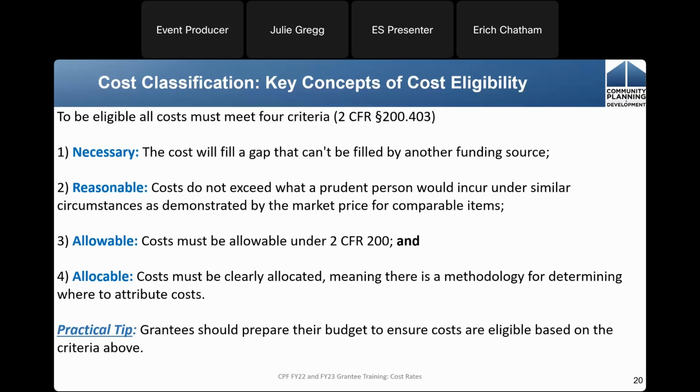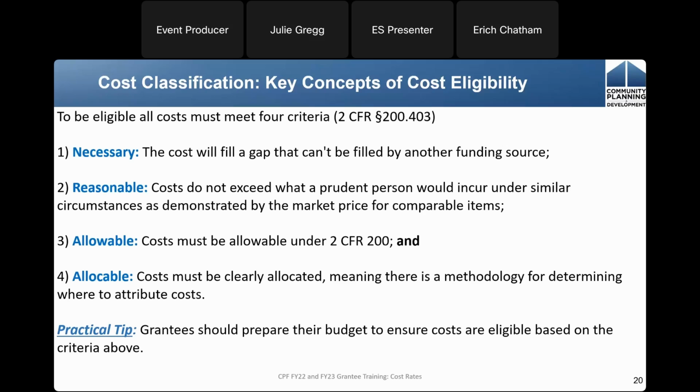You must identify item 3, that costs are allowable under 2 CFR 200, previous slide, and allocable. Costs must be clearly allocated, meaning there's a methodology for determining where to attribute cost. And this is really where your accounting and your financial management team will come into place. You need to have established policies and procedures for how your organization charges costs both to this grant and to non-federal funds and programs, and you must do so in a standardized methodology.